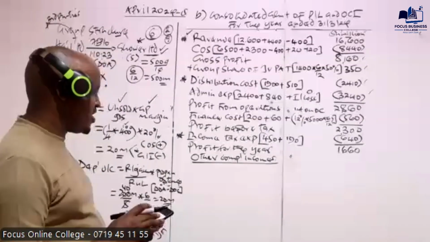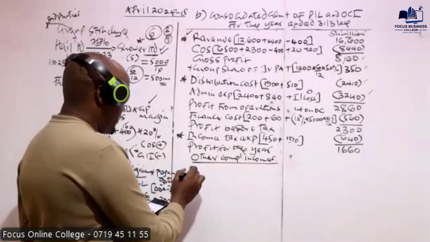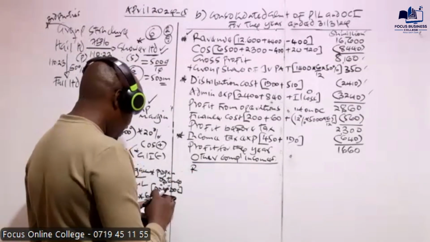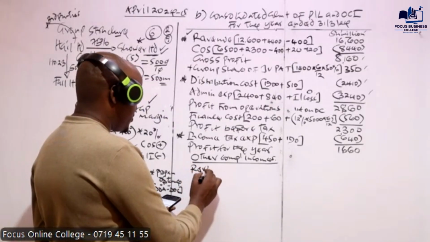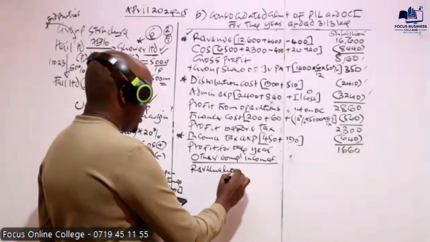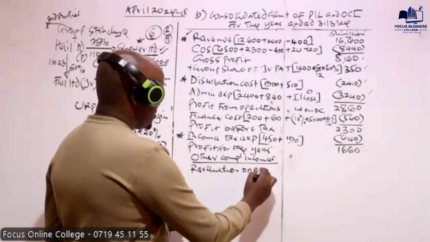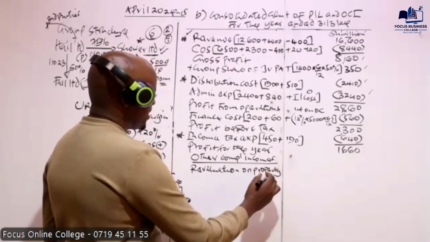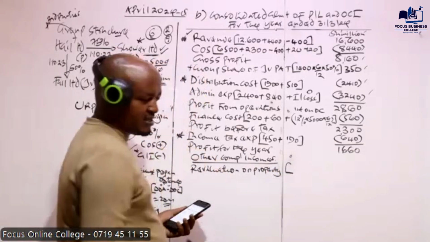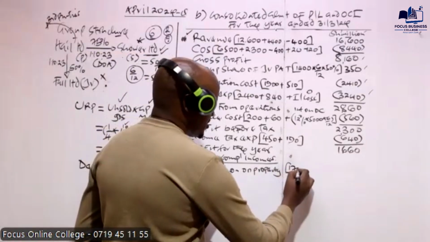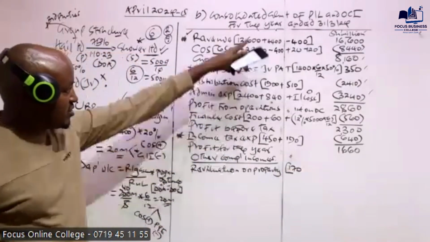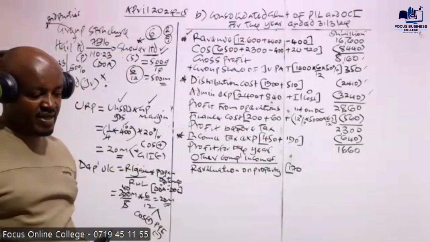Now, what do we include here? Number one, for the parent company, the gain on revaluation of property, we include the full amount. So we have revaluation on property. Basically, for the parent company, we take the full amount, just like what you have done to the other items of income and expenses.